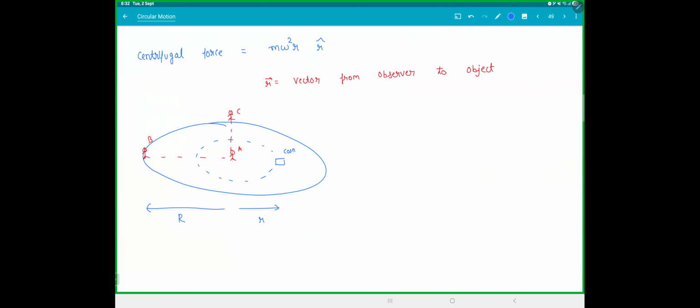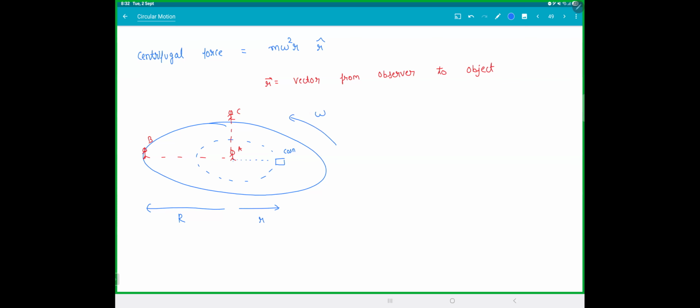Listen to this. Others, keep your cams on. We have a coin here at a distance r, and we have 3 observers. A is in the center, B is on the other corner, and C is perpendicular to this. The radius of the disk is capital R, and the coin is at a distance of small r. Clear with this? Now, if you ask person A, boss, what are the forces you're seeing on the coin, and let's say this whole setup is rotating with omega.